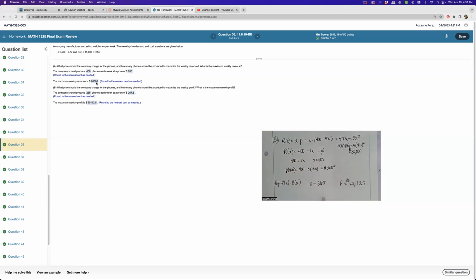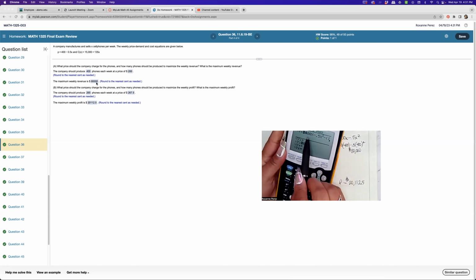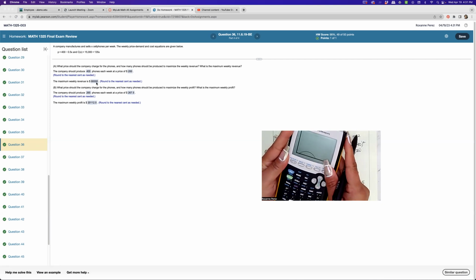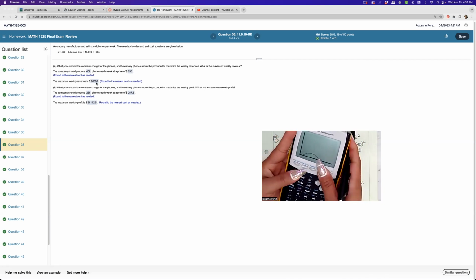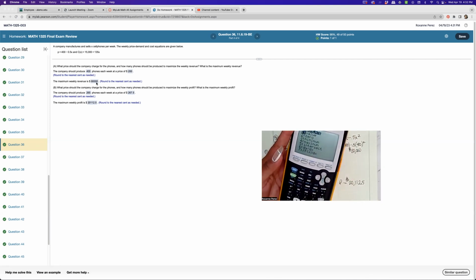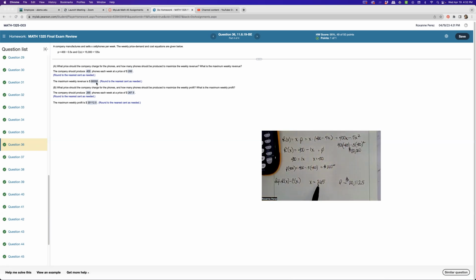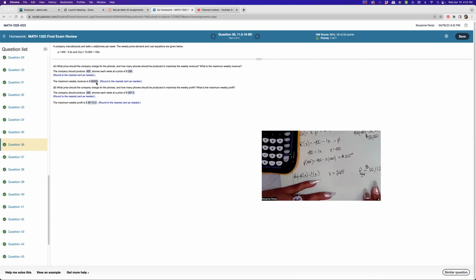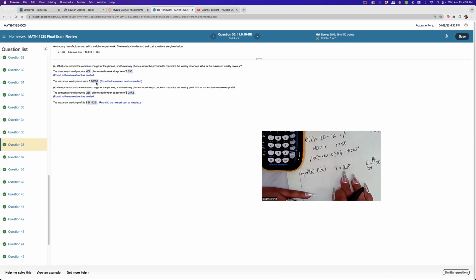So test strategies, we can do it the long way, but they're not asking us for the profit formula. So if I can save myself some time, I'm just going to input R of X minus C of X, let the calculator do some work for me, graph it, second trace, find my maximum. That's going to give me the units produced and the profit, right? This is my profit.